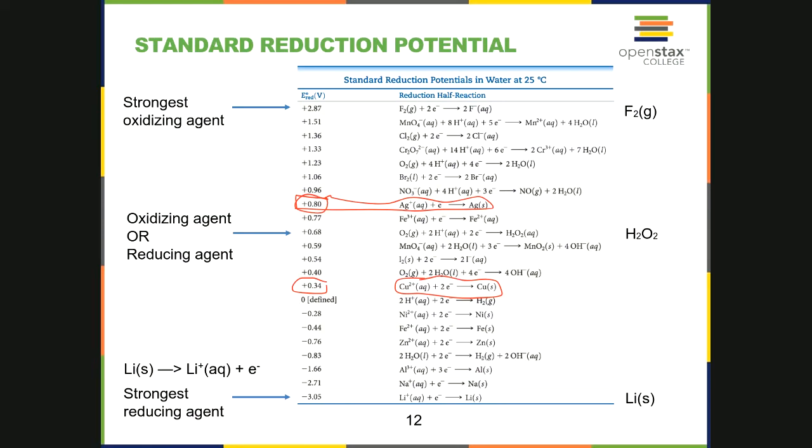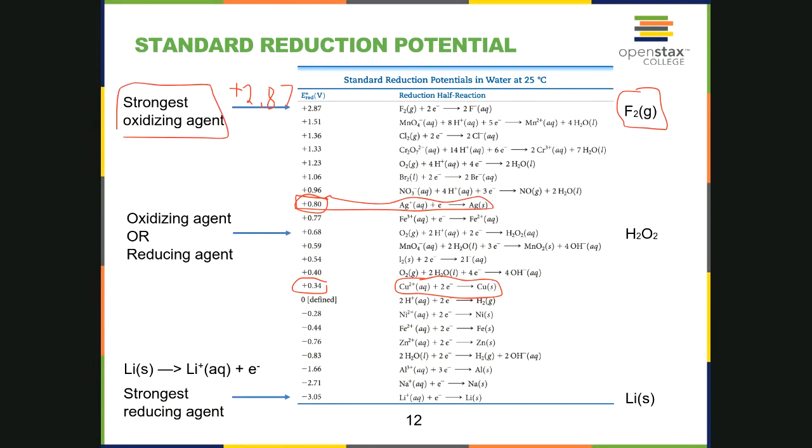So I need to make this smaller so we can see more of what's going on. We'll go to the top here. At the top here, we've got fluorine gas, and we're taking fluorine gas and making it into fluoride. In order to do that, our potential is positive 2.87. This is one of the strongest oxidizing agents there are.